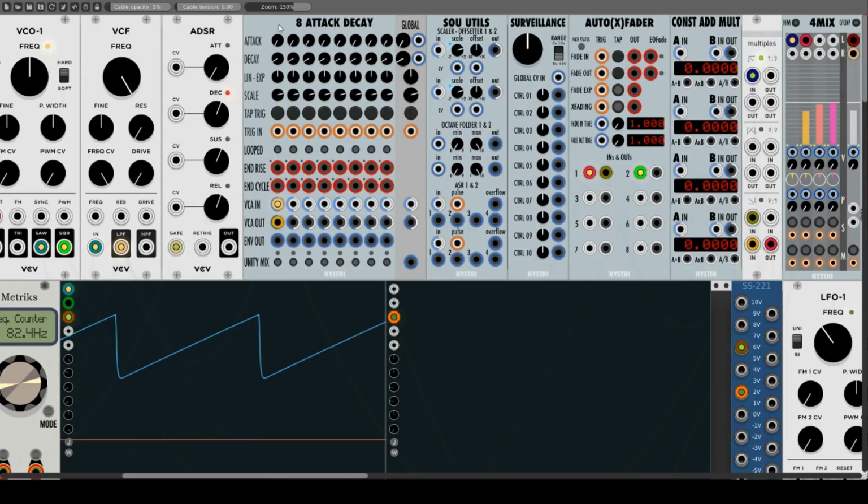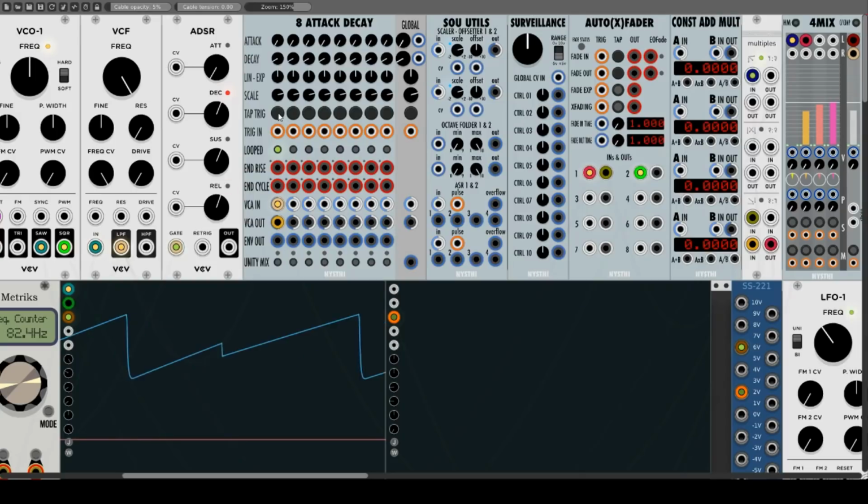Each VCA has an input, an output and an output for the envelope. In addition, 1 input for a trigger pulse and 1 output each for a trigger generated at the end of the rise of the envelope and at the end of the cycle. Without a gate signal, nothing happens at first, as is usual with envelope generators. Here you can bypass this by activating the looped button.